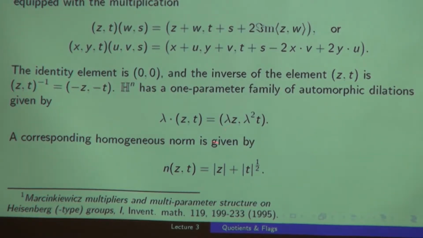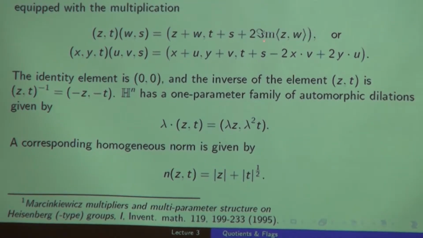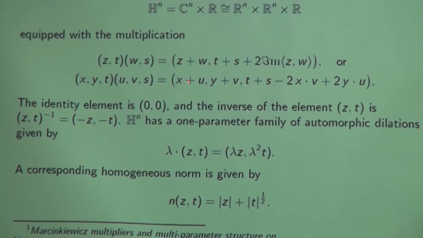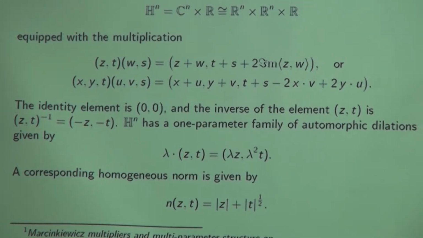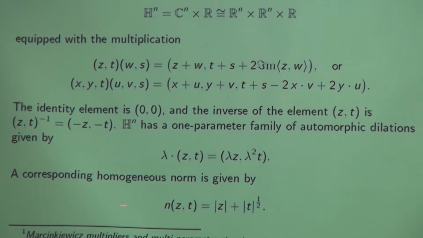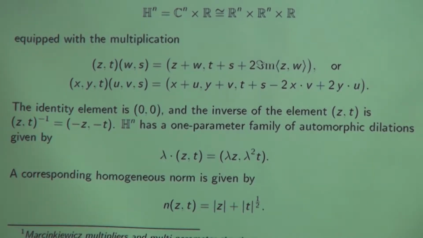And there is a natural family of automorphic dilations in this group. If I multiply the first entry by λ and the second entry by λ², I would get a λ² coming out of this. So this is really an automorphic dilation. The corresponding homogeneous norm I can think of as the absolute value of z plus the square root of t, or if you want to make it smooth, it would be z squared plus maybe z to the fourth plus t squared and take the fourth root or something like that.